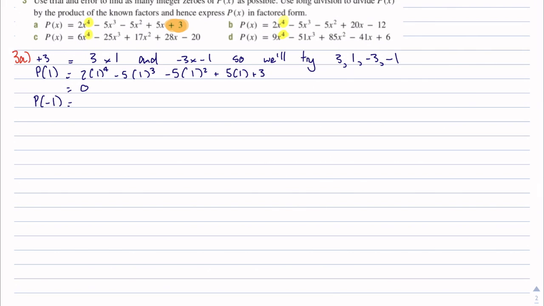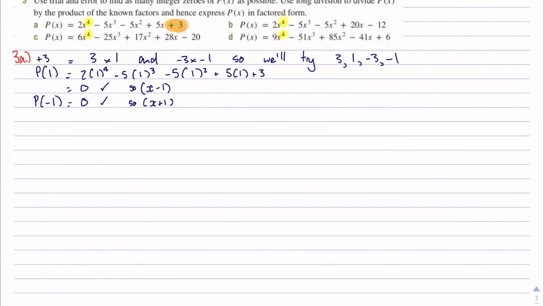Okay, now let's try minus 1. So we're going to go backwards in our calculator and put minuses in front of all the ones. So that's going to be 2 plus 5, take 2 plus 5, plus 5, take 5, plus 3. It's going to also be 0. Okay, so x take 1, so x plus 1. We've found 2 of our zeros. We're on a good streak.